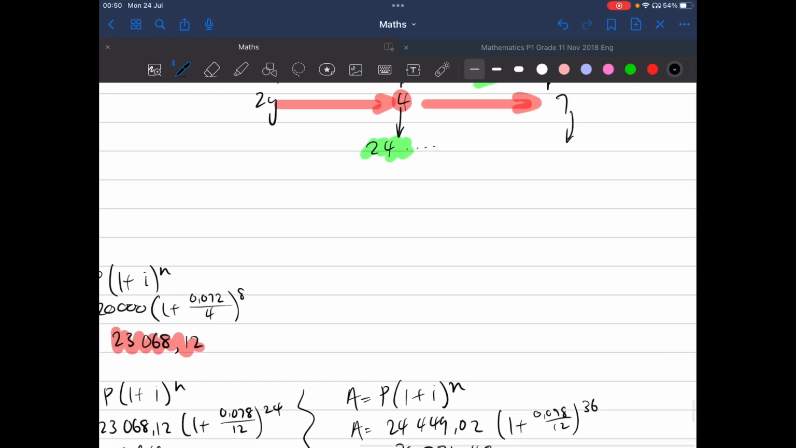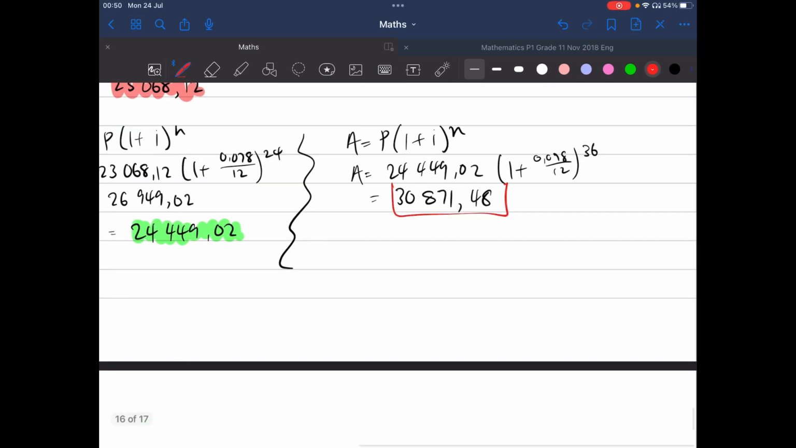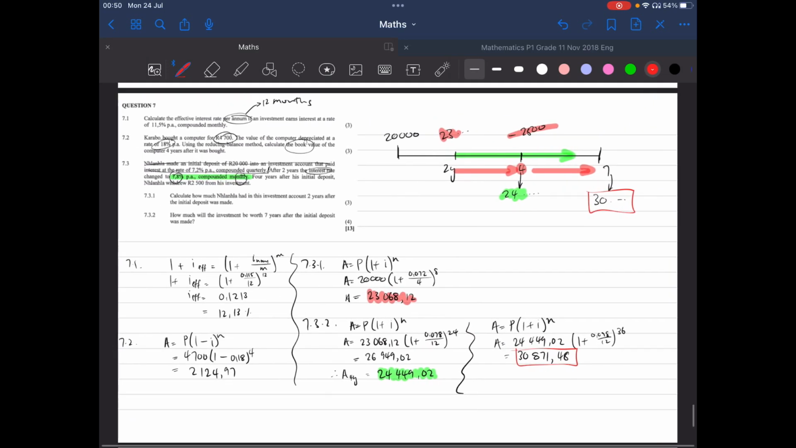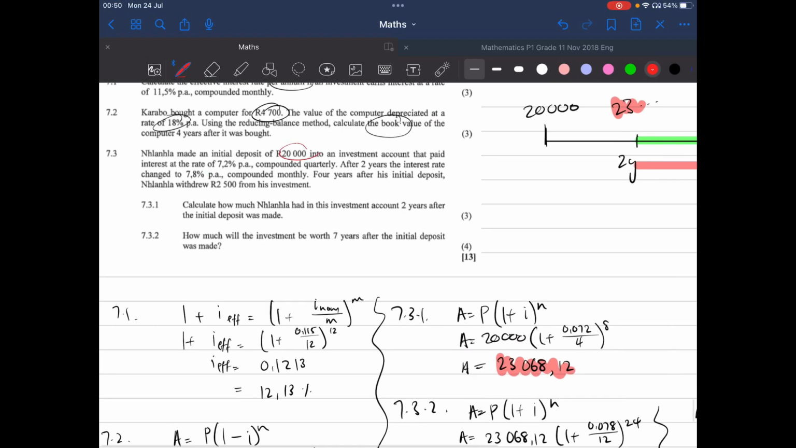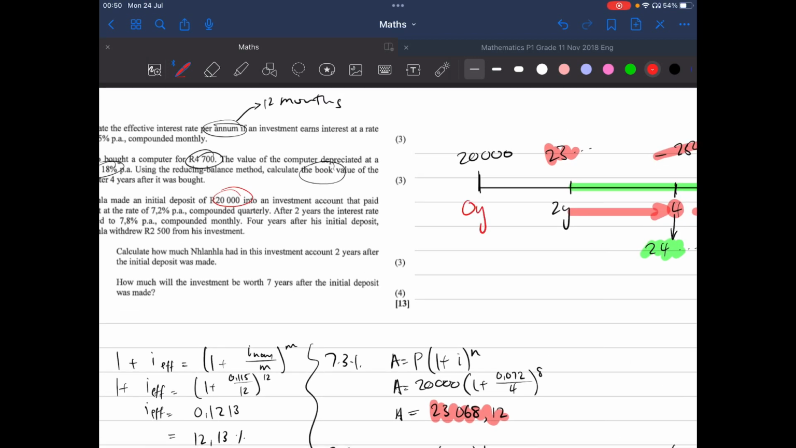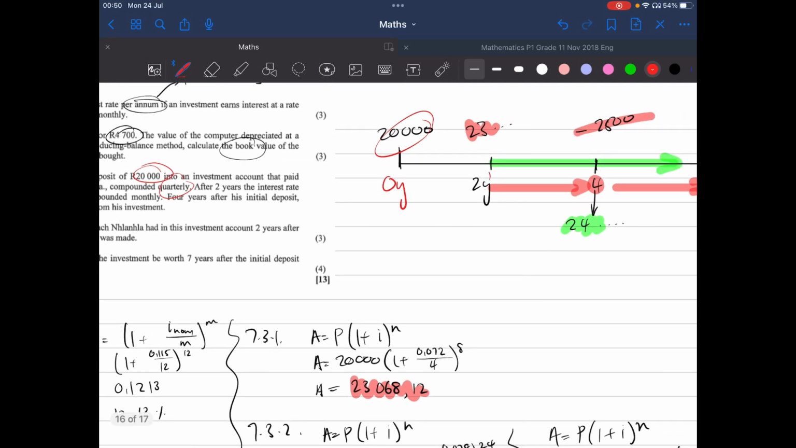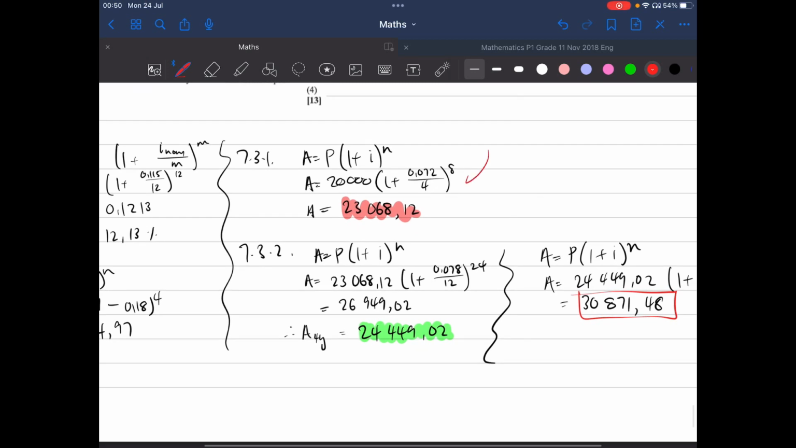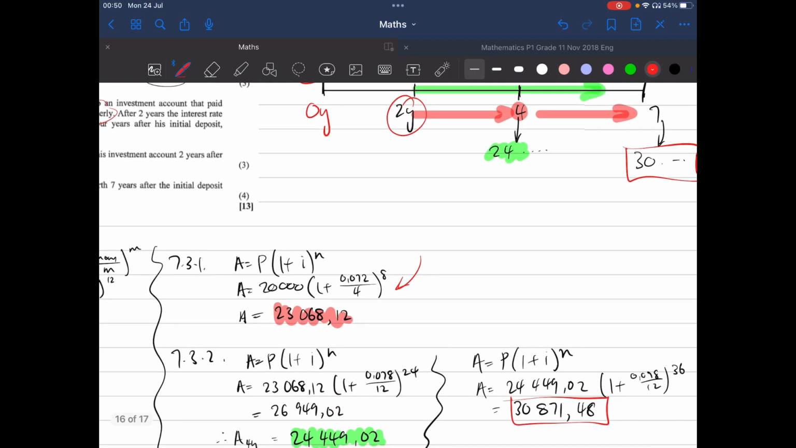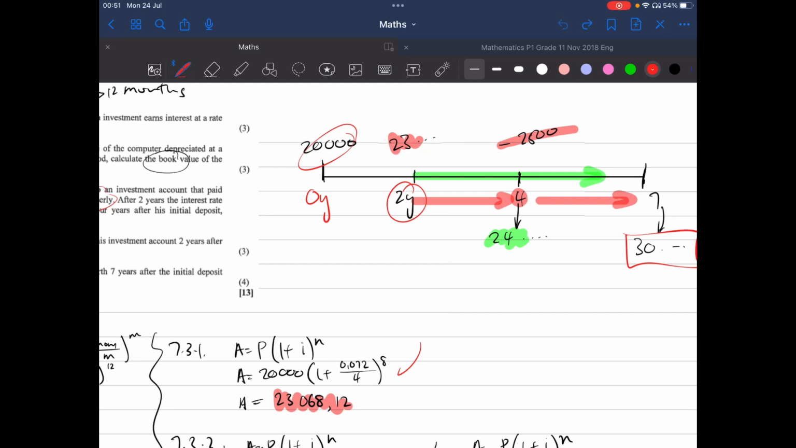So that means that after 7 years, it's now worth 30,000 and something. Okay, so it's this point here. Okay, so let's recap what we did, right? So this guy invested 20,000 rand. Okay, so this is year 0. He invested 20,000. That's how much it's worth. Okay, that paid an interest of 7.2% compounded quarterly. Okay, so we can calculate the value at 2 years now, right? We did it here. Okay, this is the value at 2 years. So that's how much the account is now worth.